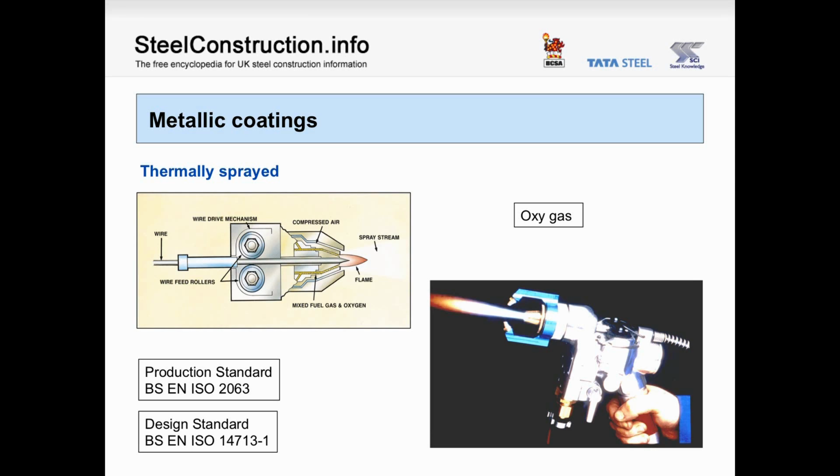The coating metal in powder or wire form is fed through a special spray gun containing a heat source, which can be either an oxygas flame or an electric arc. This is the gas process. Molten globules of the metal are blown by a compressed air jet onto previously grit-blasted clean steel surfaces.